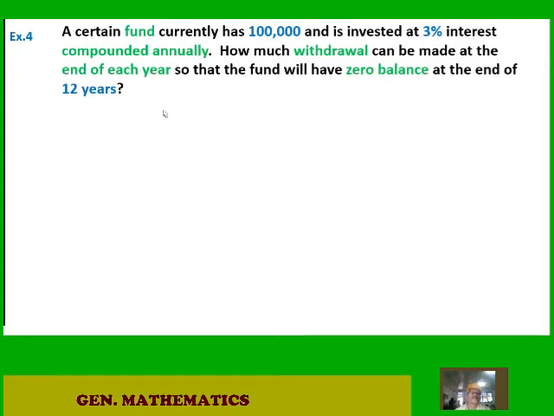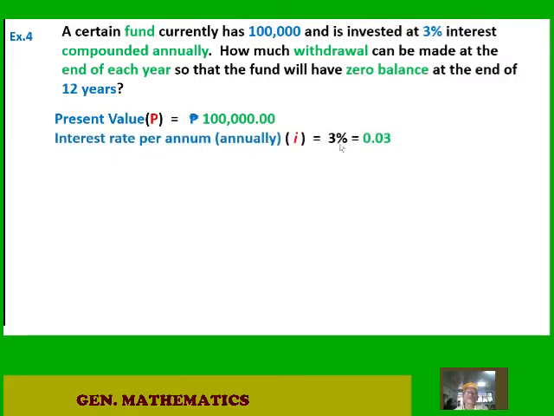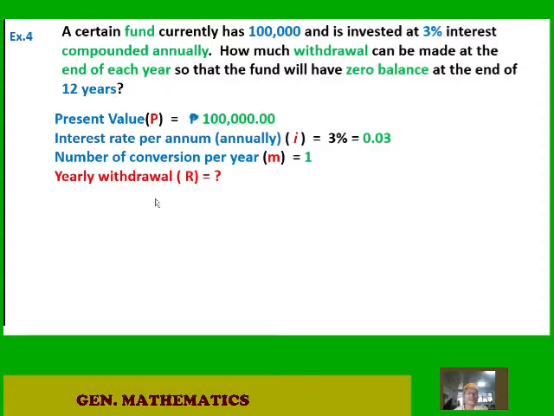Next example. A certain fund currently has 100,000 and is invested at 3% interest compounded annually. How much withdrawal can be made at the end of each year so that the fund will have zero balance at the end of 12 years? Okay, for the given, we have this 100,000 as the present value. 3% interest per annum, 0.03. Compounded annually, M is equal to 1. It is asking for the withdrawal every year.